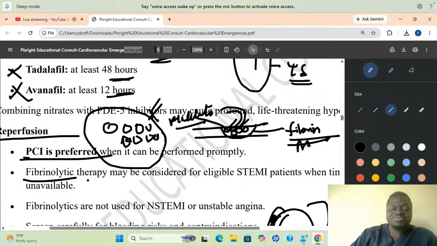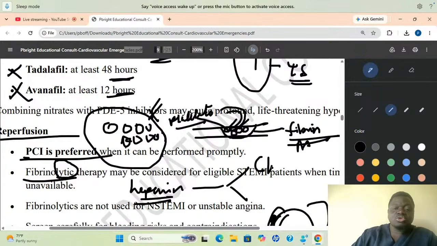We call it fibrinolysis, breaking of fibrin. One typical example is heparin. That is why we do the heparin drip. Consider it for eligible STEMI patients. Before you give heparin, you should know your clotting time.